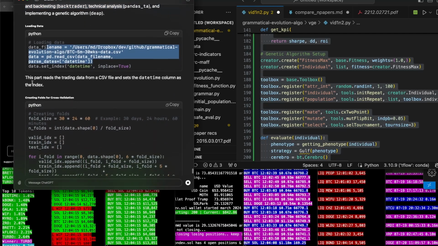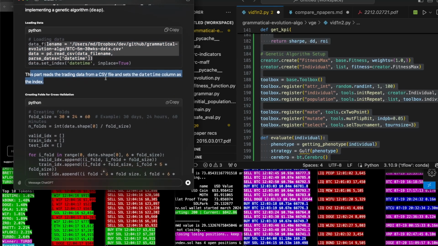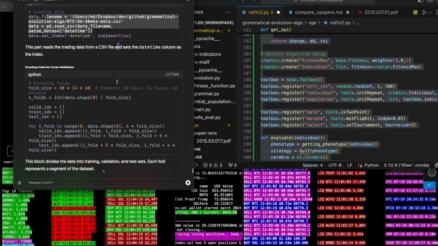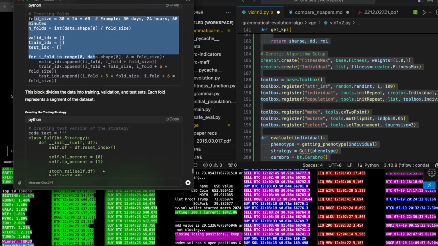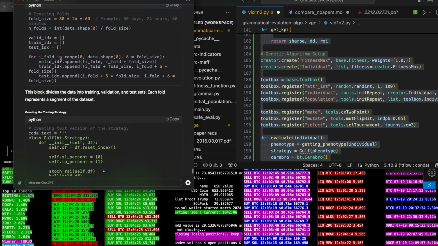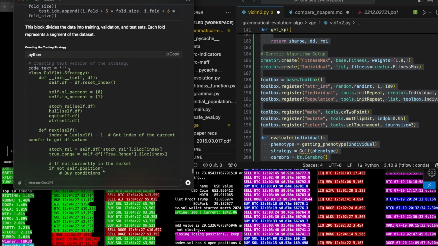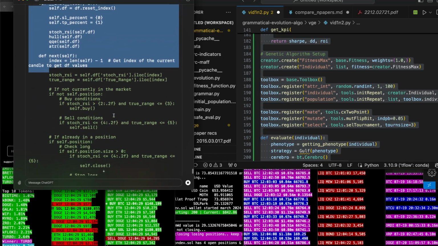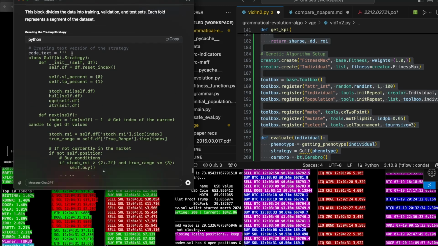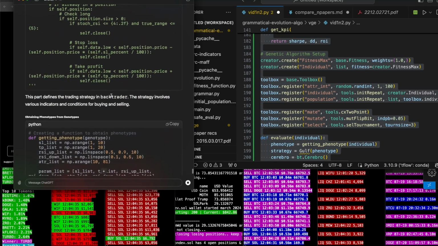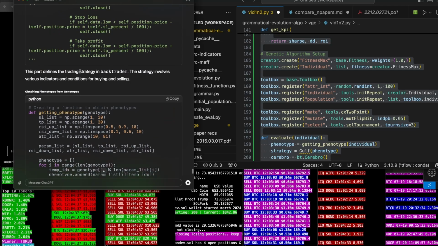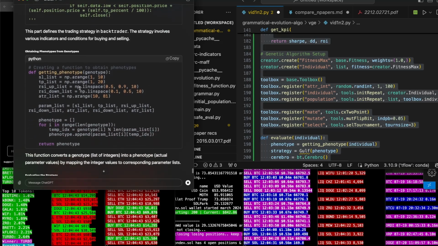This loads in the data. This part reads the trading data from a CSV file and then sets the datetime column to the index. This goes ahead and makes folds, so sections of the data, so we don't look at the whole data the whole time. This is the actual strategy part, and it's interesting to me that we write it in a string. It's a text version of the strategy. And then this part defines the strategy in Backtrader. The strategy involves various indicators and conditions for buying and selling.